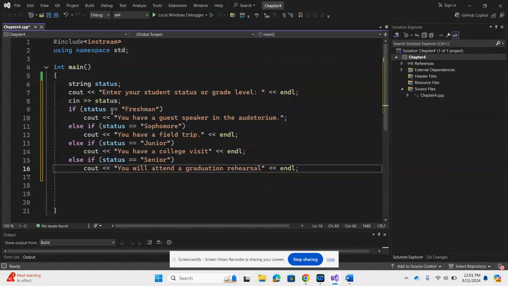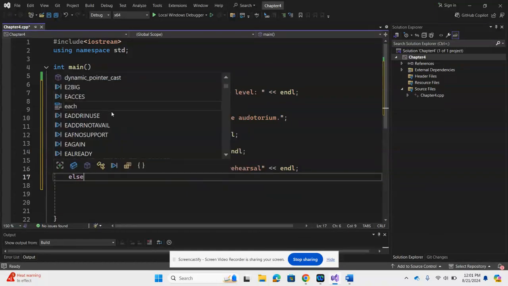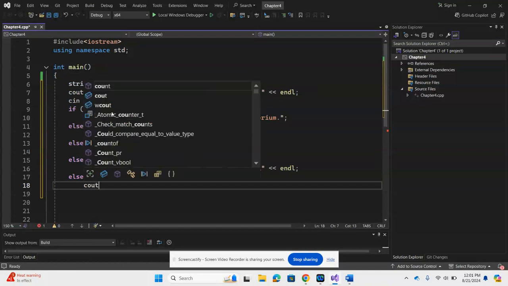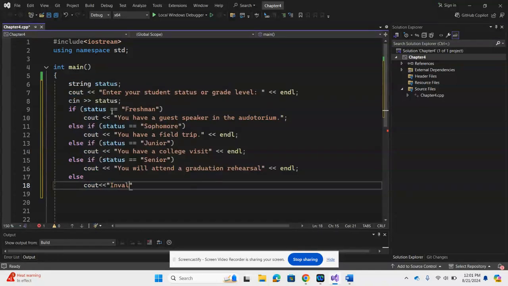Okay. And then I'm going to put else. That means if they enter something other than this, then it must be an error. So I'm going to put here invalid entry. Please try again. This is an example of if else if, but only if you have a specific value, like freshman, that's one value, sophomore is another value.